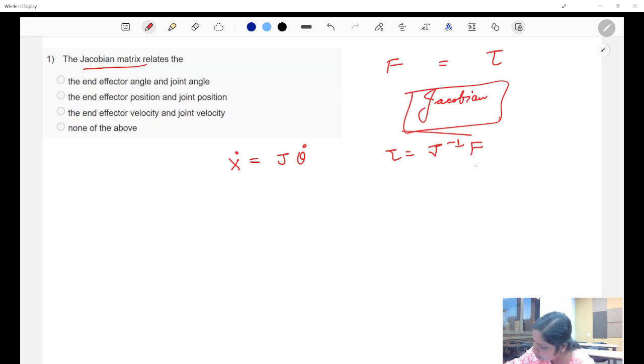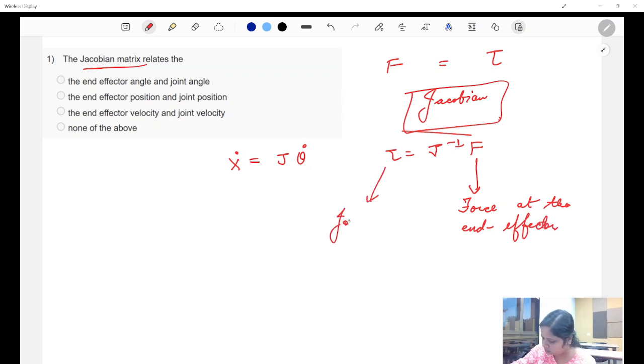Okay, this is force at the end effector. So let's say you apply a static force at the end effector, and this is joint torque, a torque that is being generated by the motors placed at the joints. All right. So this is the relation. So what does this mean? This means that force is equal to Jacobian into torque, right?